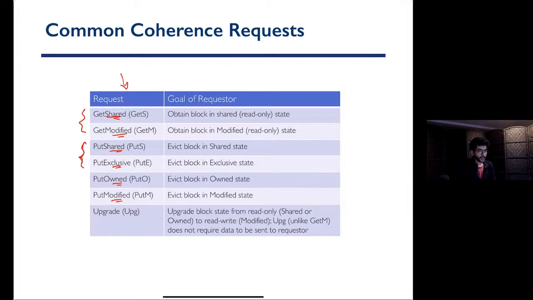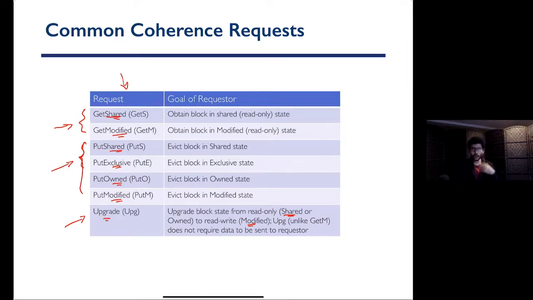So these are other examples, right? These are for obtaining blocks, these are for getting rid of them, and you could have requests like this to upgrade. So for example, if you had it in shared and you request an upgrade, maybe that means that you want it now in modified. Okay, so these are examples, right?